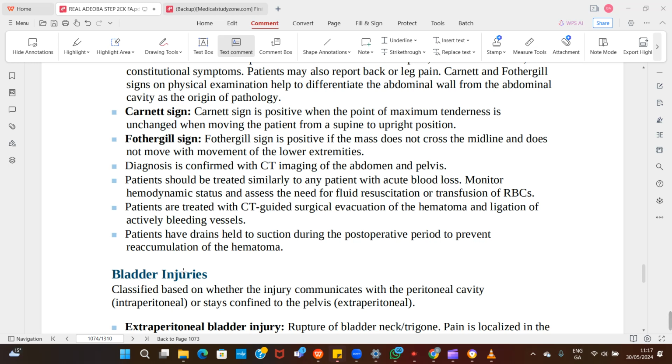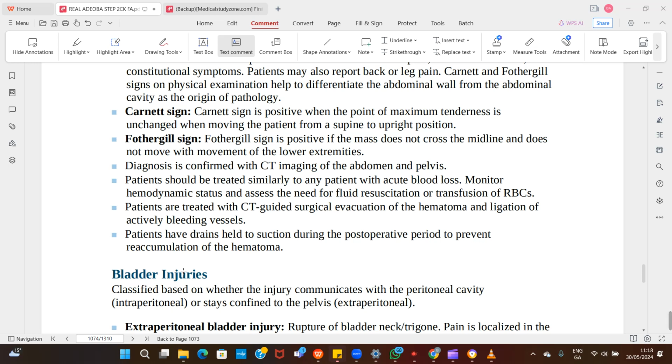So that sitting upright contracts the rectus abdominis muscle, and you try to palpate for the point of maximal tenderness. Once you identify that point of maximal tenderness, and you tell the patient to move from the supine position to sitting upright with contraction of the rectus abdominis muscle, you will still notice that the site of maximal tenderness does not change, because the hematoma is confined to the rectus abdominis muscle and the sheath. So that's where it is.